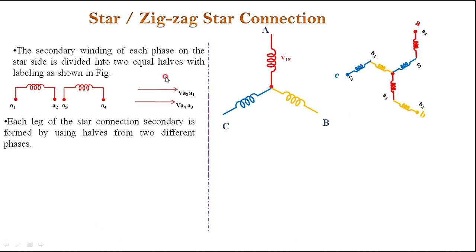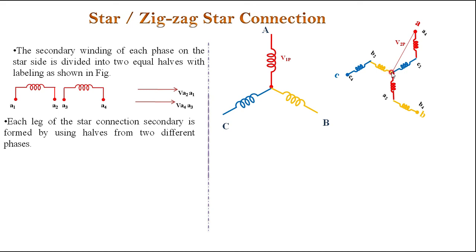Then how do we get the phase voltage here? The phase voltage of A is the voltage across this plus the voltage across this. The vector sum of the voltage across half of the C phase and half of the A phase gives the phase voltage of the secondary winding, that is V2P. Here also it is V2P, and then this is V2P here.